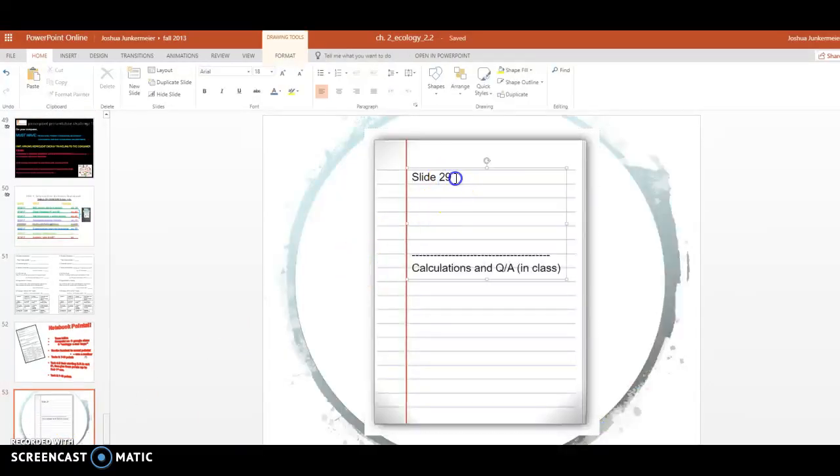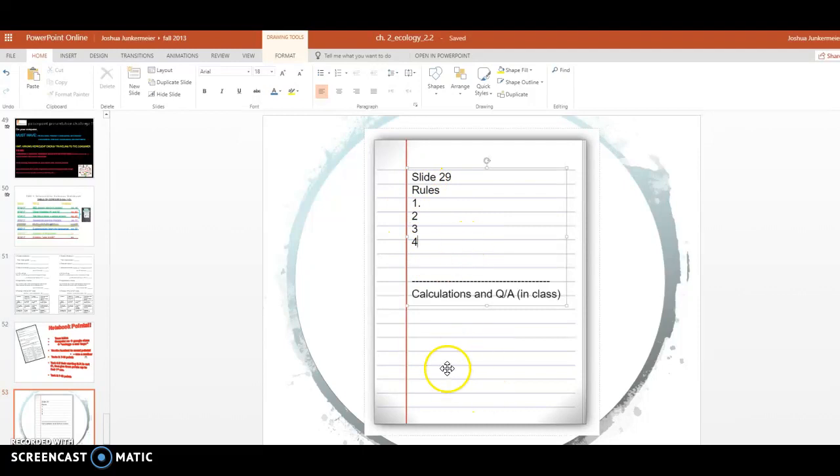So slide 29, and then you do the rules. 1, 2, 3, 4. Write the rules down so that we have plenty of space lower for in-class calculations later. So you're going to copy these rules down from slide 29, and then we'll use these rules to do an activity in class later.